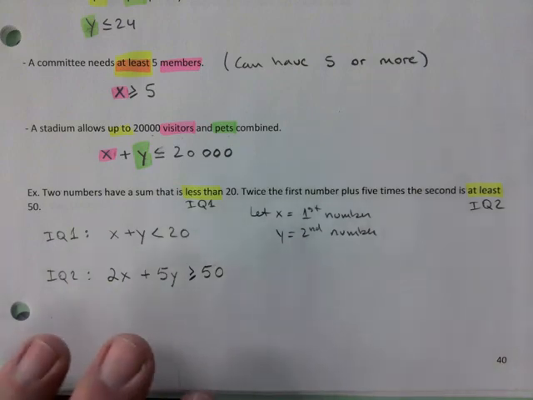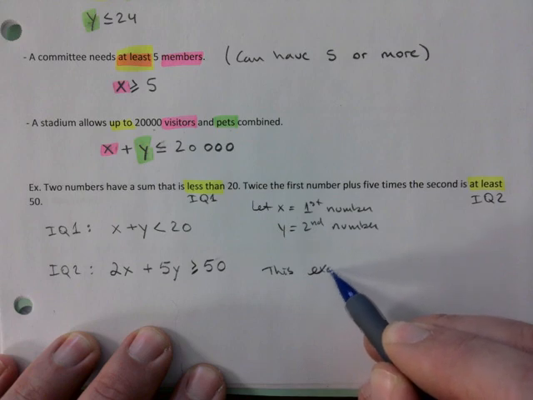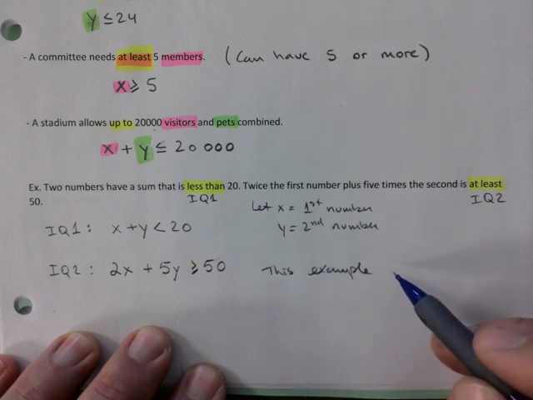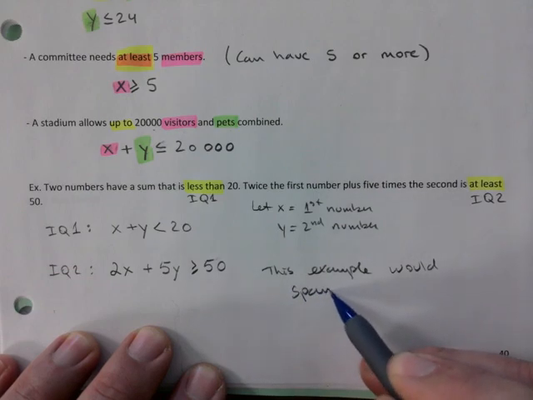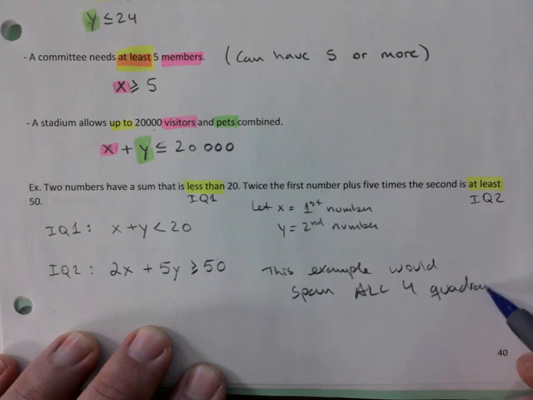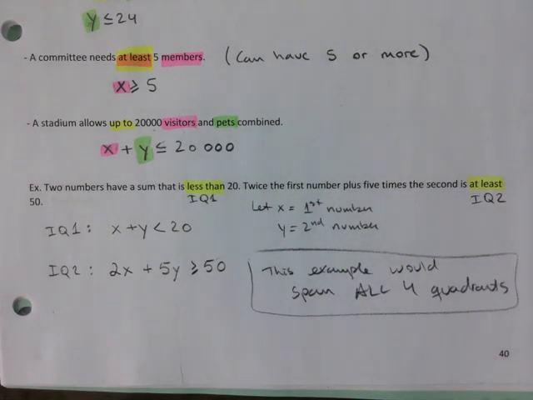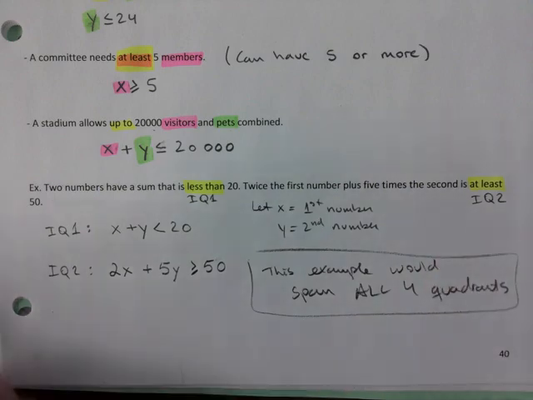By the way, this example would span all 4 quadrants. This is not technically a word problem unless it said only positive integers are allowed. I just wanted you to have a go at it because sometimes they do show up.